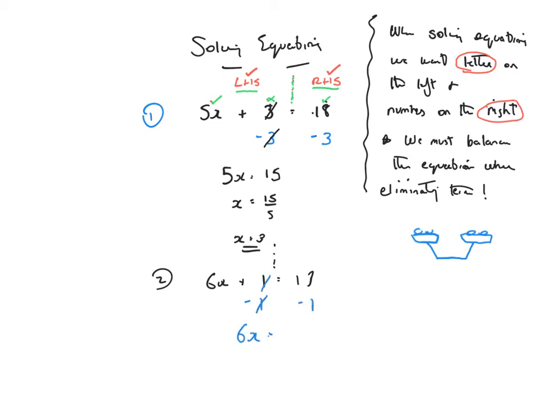Okay, so that will leave me with 6x equals 12. Bring the 6 down, divide. x equals 12 divided by 6, and x is equal to 2.